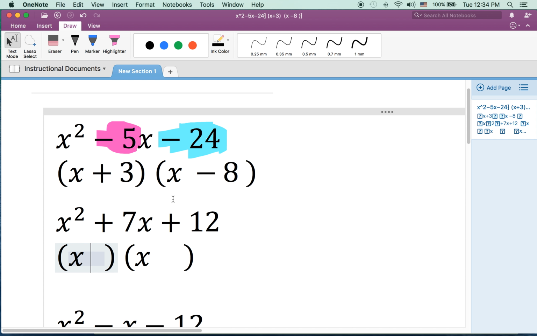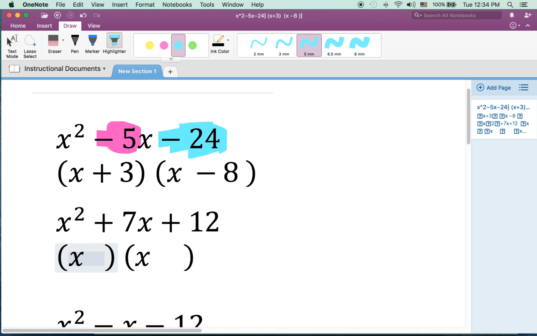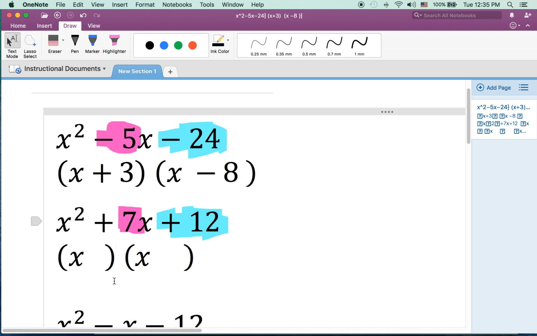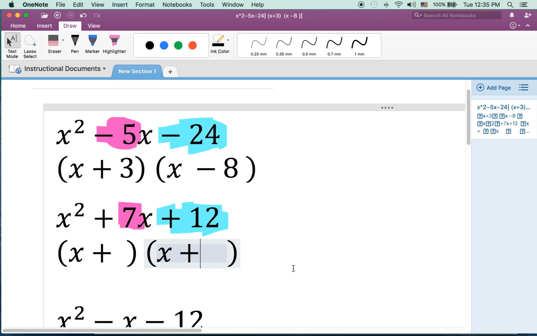Let's think about two numbers that multiply to 12 and add to 7. Well, these are all positive, so we know our factorization is going to be positive. And it's pretty easy to think of two numbers that multiply to 12 and add to 7. Now, if you multiplied these two binomials out, you would come up with this.